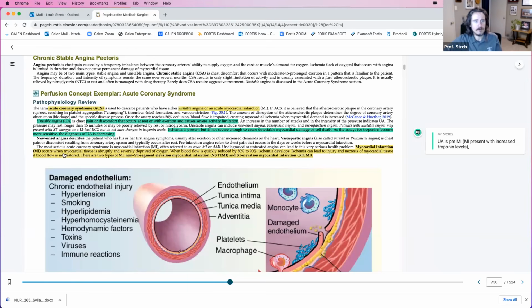Look what it talks about here. There are two types of ischemia. There is a non-ST segment elevated myocardial infarction. We call that an NSTEMI. And there's an ST elevated myocardial infarction called a STEMI. They're both heart attacks. One is a complete block, one is not a complete block. That's what we're talking about for the most part.